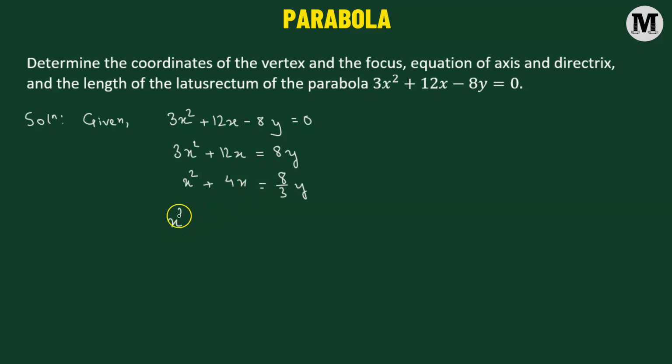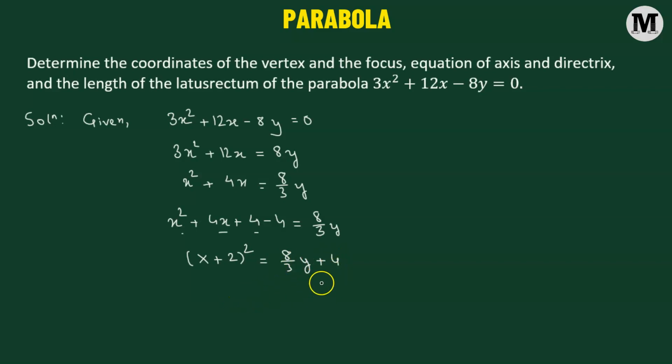So here we have x squared plus 4x. So we're going to add and subtract 4 on the left hand side. This will be equal to 8 over 3 y. So here the three terms, x squared plus 4x plus 4, that's going to be (x plus 2) whole squared. So this will be equal to 8 over 3 y plus 4.